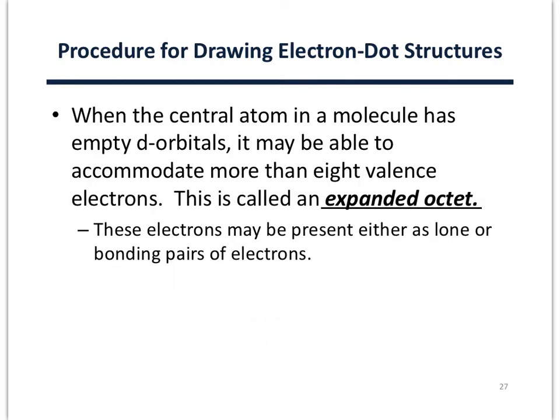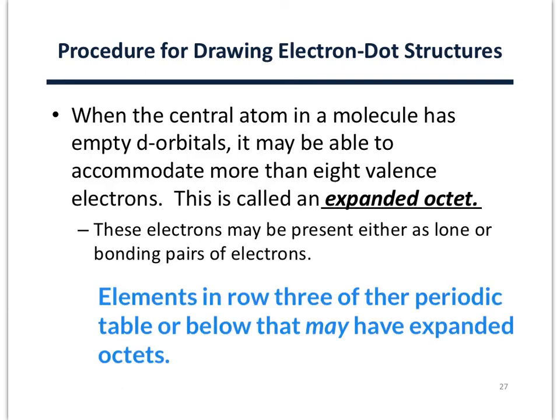Some atoms can have more than an octet. We call this an expanded octet, and we mean that they have more than 8 valence electrons. We used to think that this was a result of having empty d orbitals and using d orbitals to expand the octet. We now know that that's not actually true, and we don't need to worry about how an expanded octet occurs. It's a little bit complicated. But what we can remember is that any element that is in row 3 of the periodic table or below may have an expanded octet. They don't have to, and they don't always, but it is permissible.